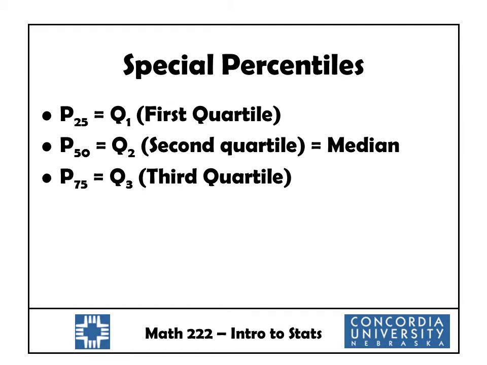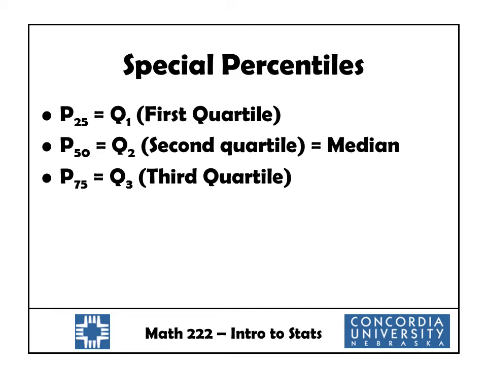Okay, so we just defined percentiles and described how to calculate them. There are a few percentiles that are given special names. The first one is the 25th percentile, p sub 25, and it is given the name the first quartile and denoted by Q1. So the 25th percentile would be a data value for which 25% of our data values are less than.